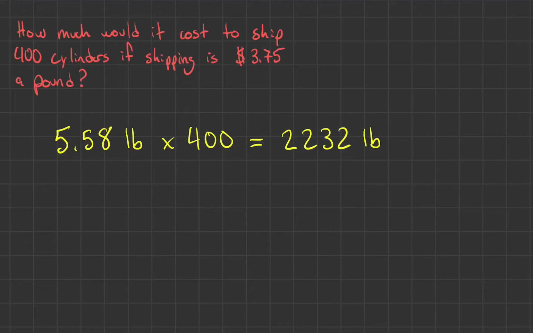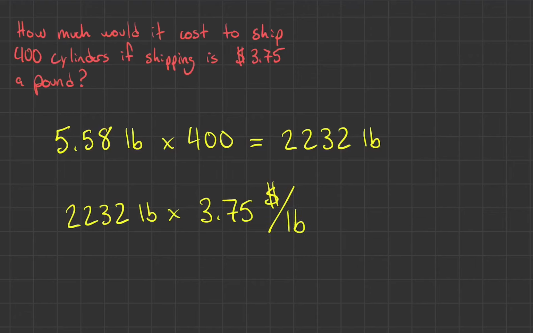And then to get how much that's going to cost us for shipping, we're going to multiply that again. So we've got 2,232 pounds, and it costs us $3.75 per pound to ship. Okay, so that gives us a grand total of $8,370 to ship our cylinders. So it's pretty expensive to ship these if we've got 400 of them.